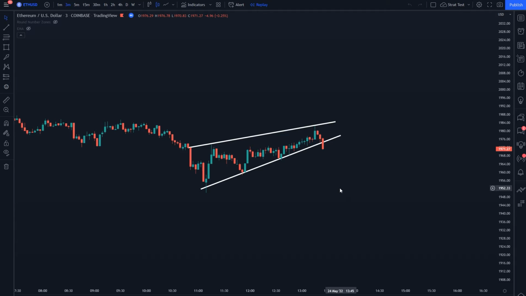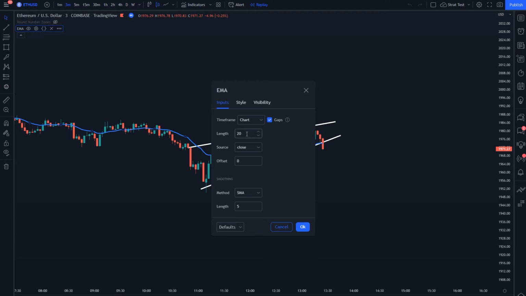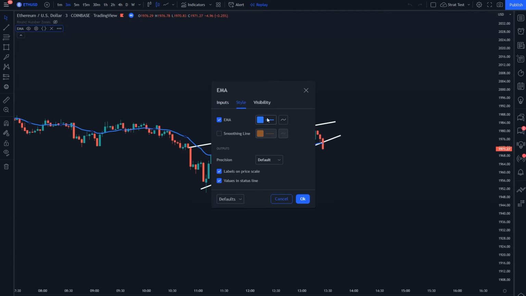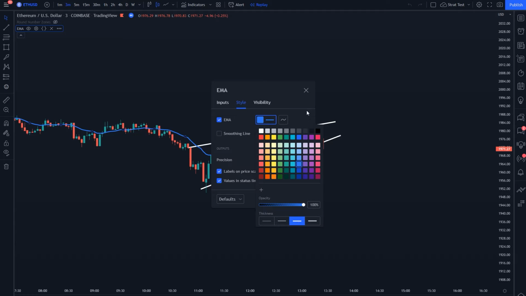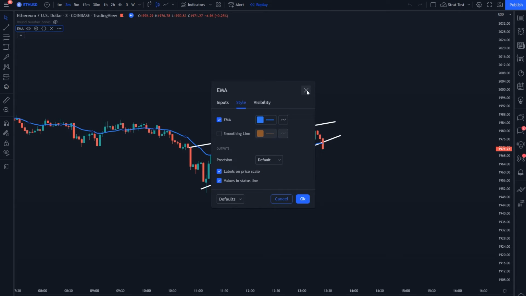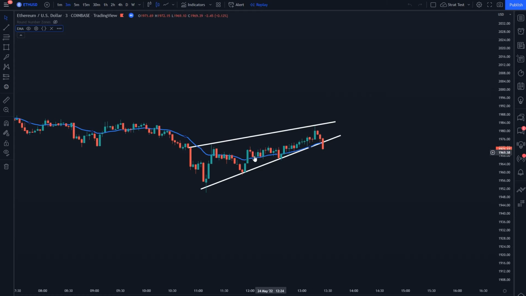As a second confirmation, I'm adding an exponential moving average, an EMA, with a length of 20. On the style tab, I increased the size of the line a bit so that we can see it better. And the confirmation is that the breaking candle has to be below this moving average. Okay, now without waiting for a retest, I just enter the trade here at the close of the candle.